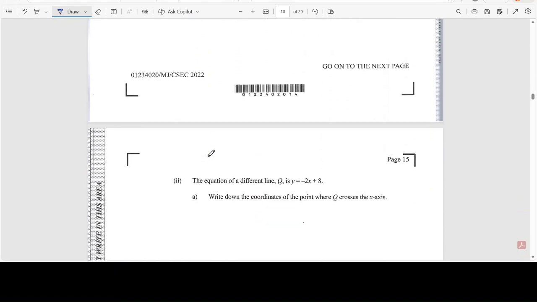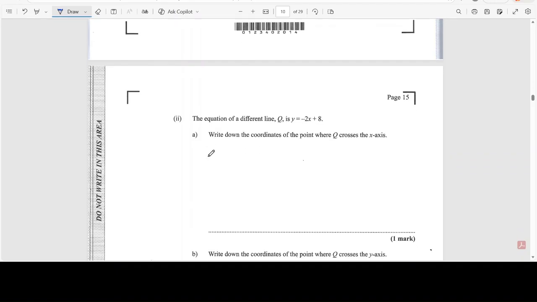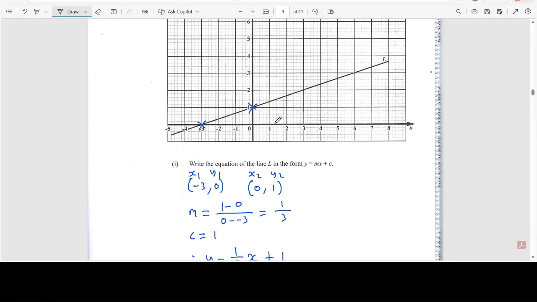Right, what do we have here? The equation of a different line Q is y = -2x + 8. Write down the coordinates of the point where Q crosses the x-axis. Right, so we didn't do this in classes yet, right? When a line crosses the x-axis, let me look at what the x-axis is. This is the x-axis. When a line crosses the x-axis, we know the value of y is how much?